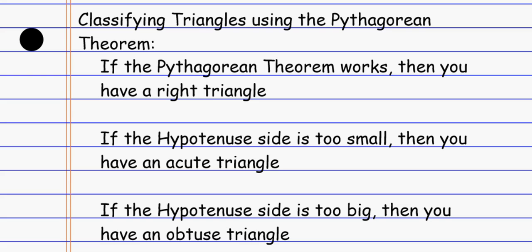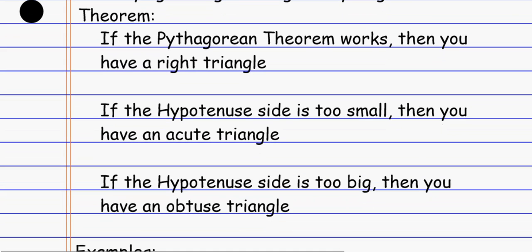Likewise, if I use the Pythagorean theorem and the c squared value, the hypotenuse value, is too large, it means that the hypotenuse itself is too large. And if the hypotenuse itself is too large, then the angle across from that is also too large to be a right triangle, meaning that it's bigger than a right angle. So it's an obtuse angle, which makes it an obtuse triangle.